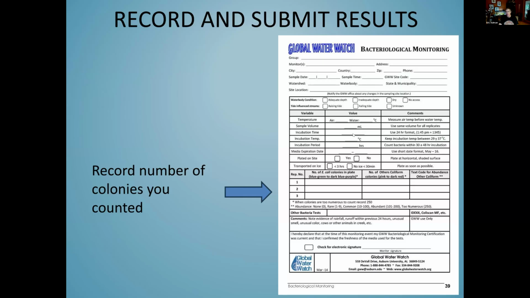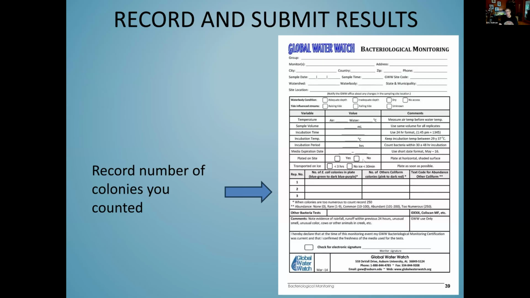Incubation time is what time did you put it in the incubator. Incubation temperature is what was the temperature, and period is generally going to be 24 hours. So this 30 to 48 is a guideline from the old method that we used. So it's going to be 24 hours. And then you're going to record the expiration date of your media. And recording all this data is part of our quality assurance process to make sure that, for instance, we're not using expired media.